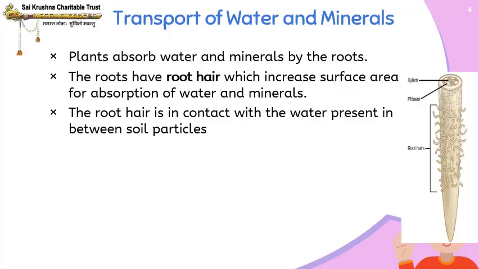The root hair is in contact with the water present in the soil. So this whole thing will be inside the soil, and when we pour water, the water is part of the soil, and this root hair absorbs both the water and the nutrients.